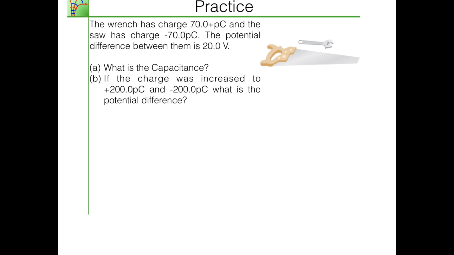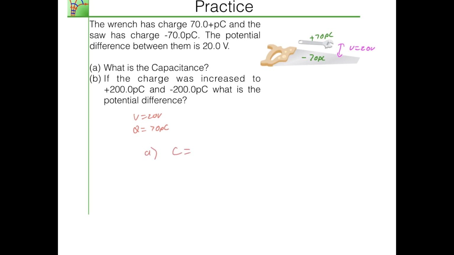Let's just do a simple, really straightforward calculation here. We have a wrench with charge plus 70 picocoulombs on it, and a saw with charge minus 70 picocoulombs on it. And we're told that the voltage difference between these two things is 20 volts. So we have everything we need here. The voltage is 20 volts. The charge on either side is 70 picocoulombs. So we can calculate the capacitance.